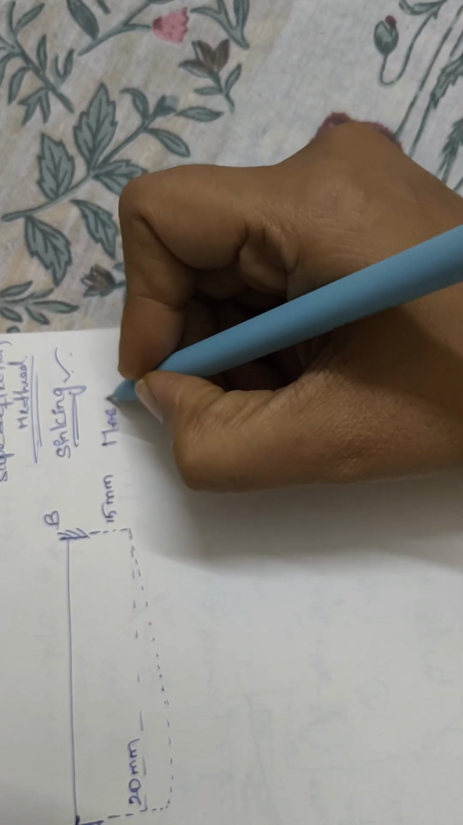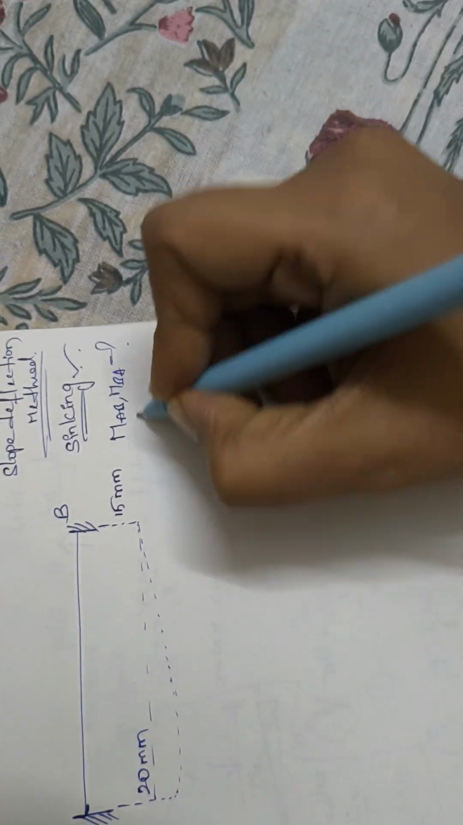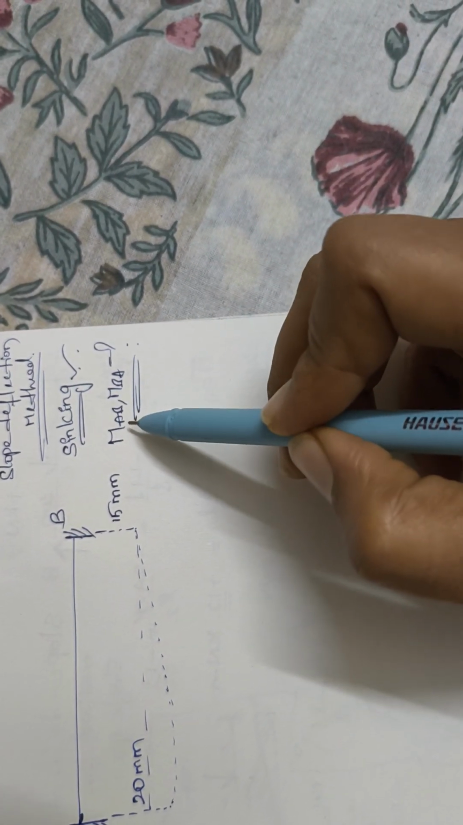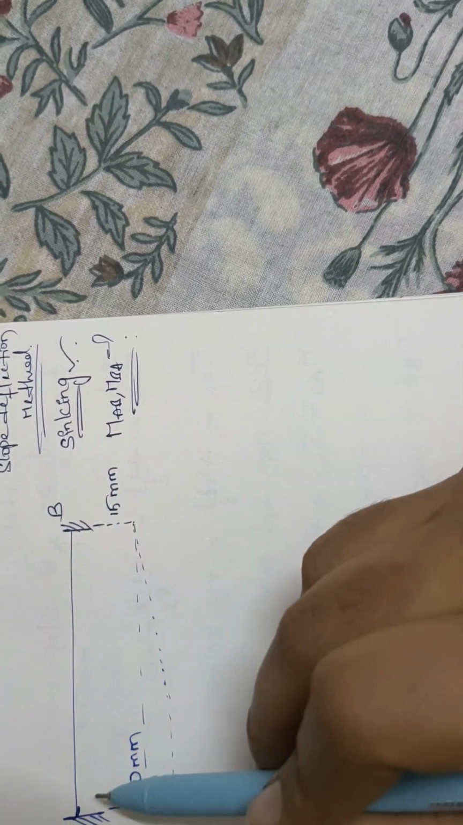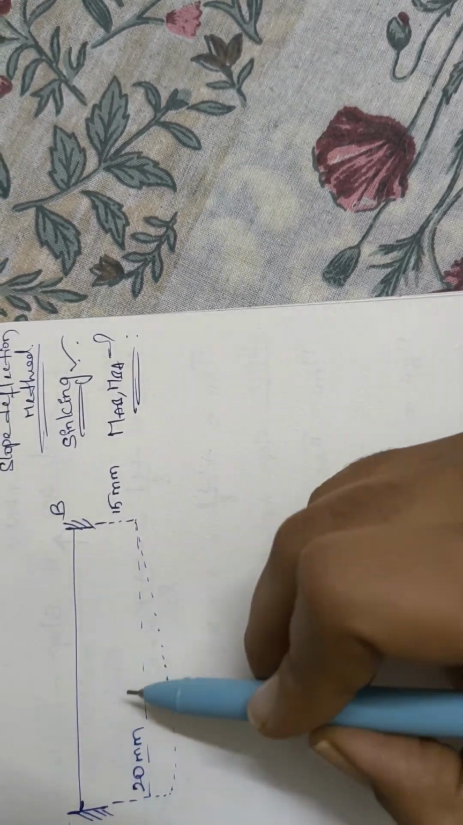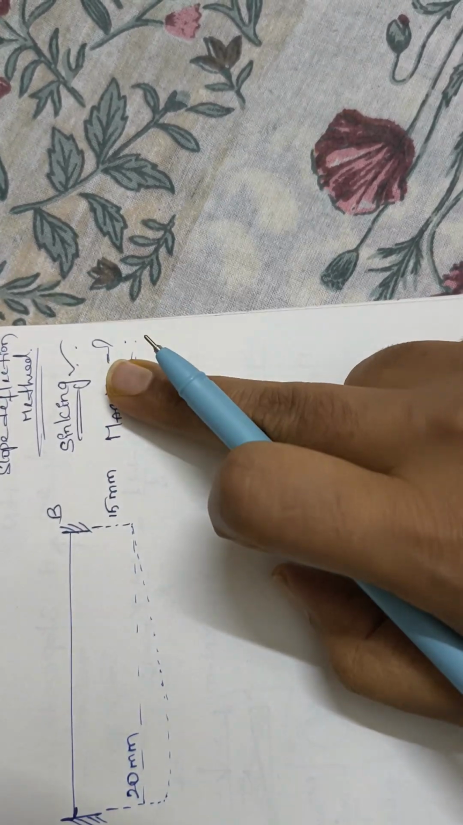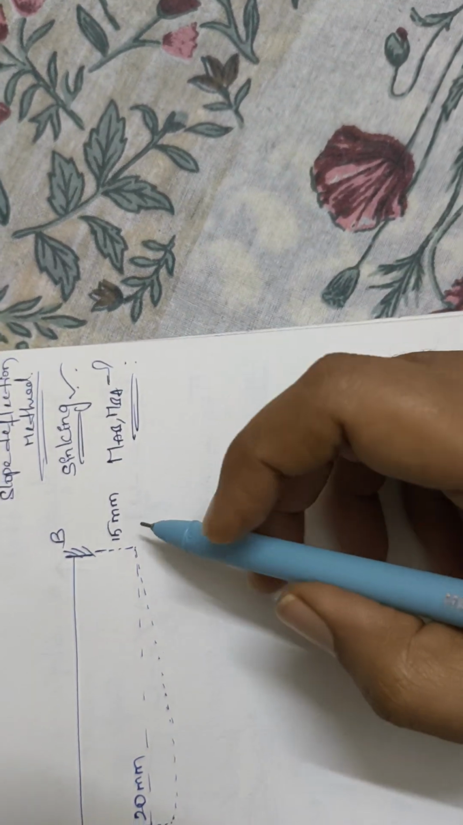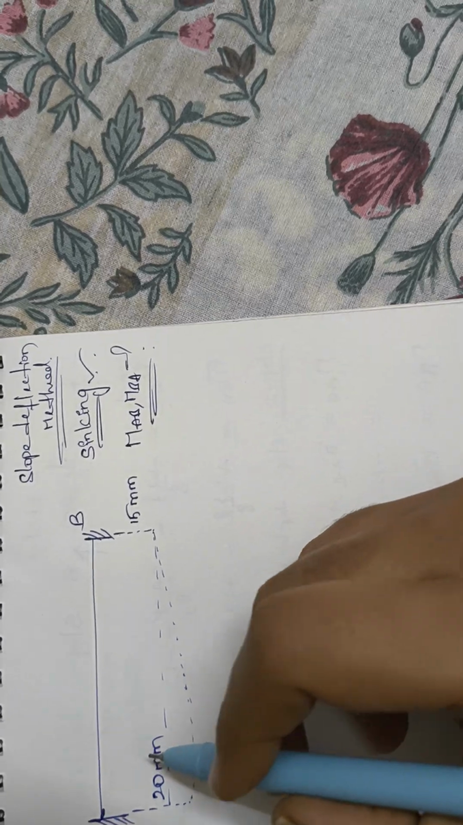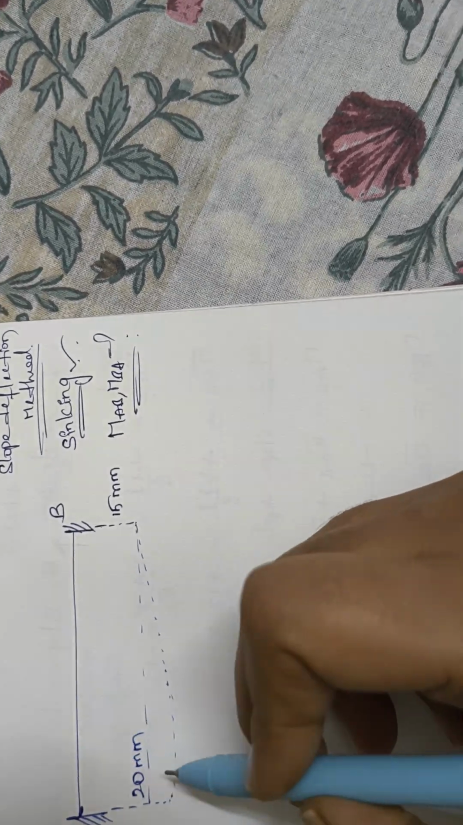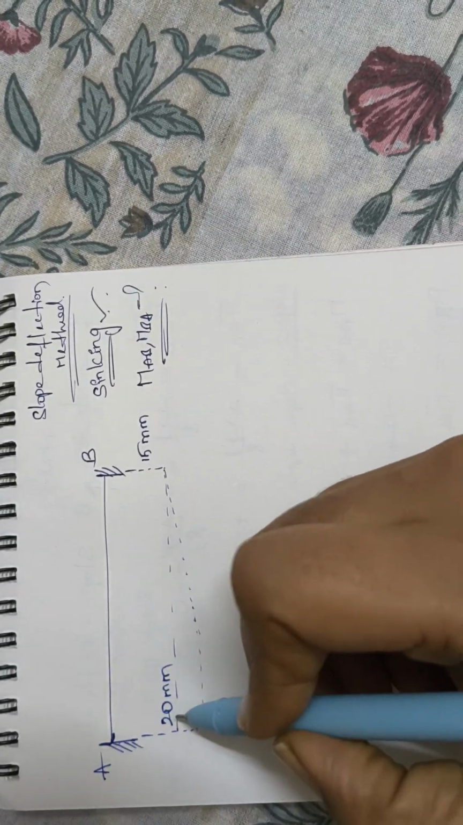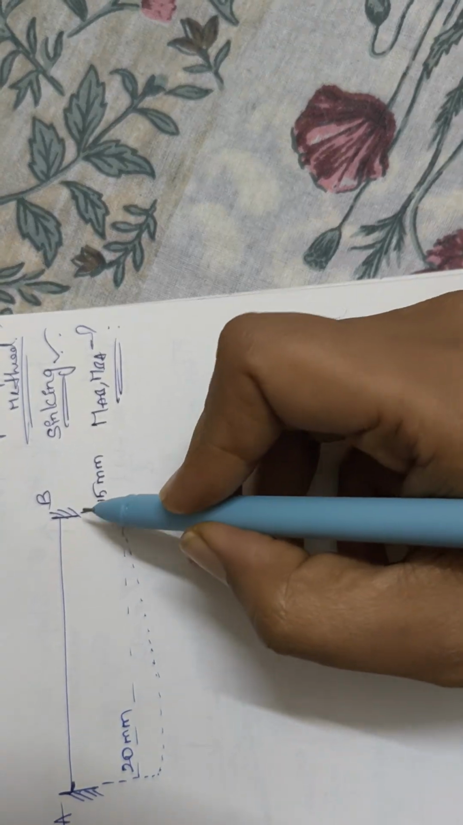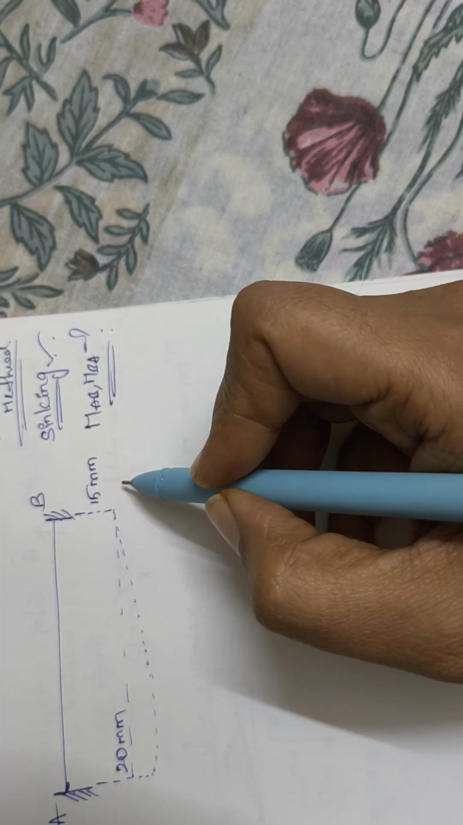That means M_AB, M_BA. How much? With the help of the slope deflection method, you have to analyze the final end moments from A to B direction and also B to A direction, when this single span is subjected to sinking. Here he gave the sinking of A support as 20 mm, and the sinking of B support as 15 mm.